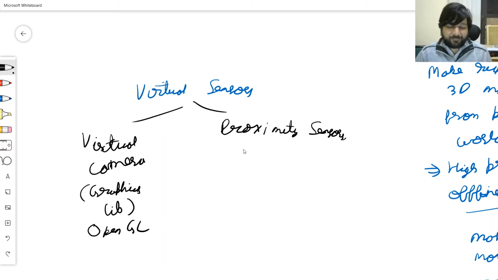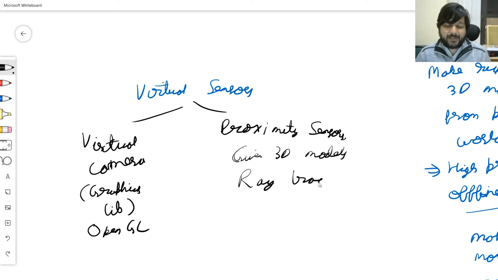Now, given 3D models, a standard algorithm is the ray tracing algorithm.